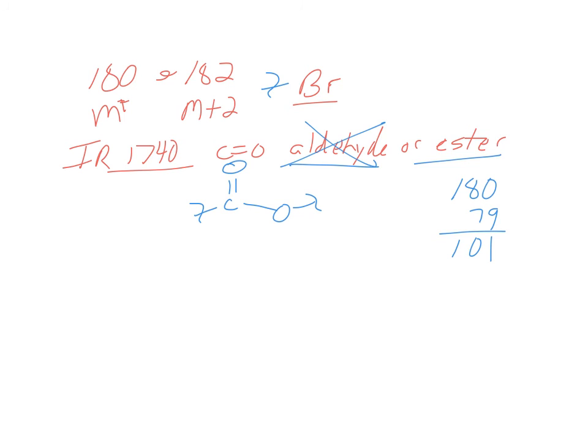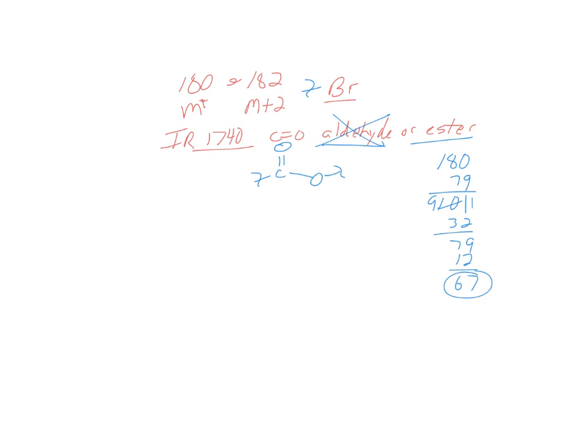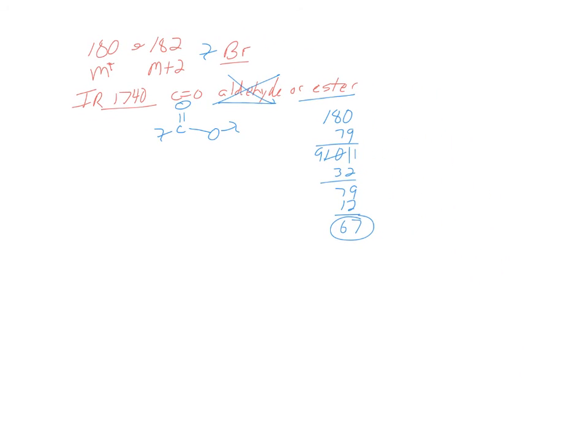Yep. 2 oxygen weighs what? 32? 1, 9, 79. Carbon weighs what? 12? 7, 67 left over. So now you have 67 left over. How many times will 12 go into 67? 5? Everybody agrees? So 5 times 12 is what? 60. So we have C5, H7 left over. Yep.